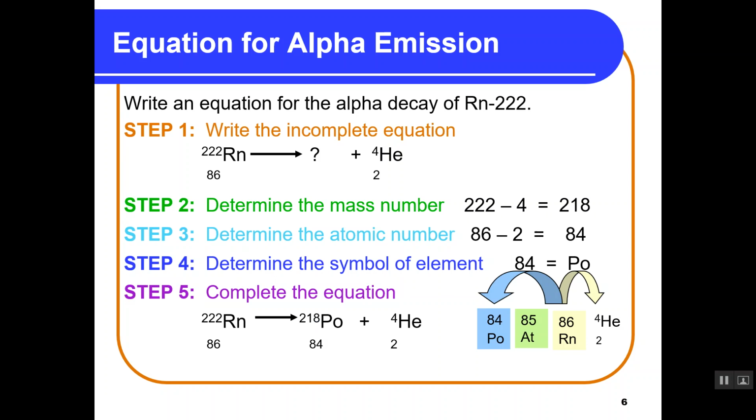So the key thing you need to remember is that when balancing an equation, you have to ensure that the total atomic number on both sides must be the same, and the total mass numbers on both sides of the equation must be the same, all right?